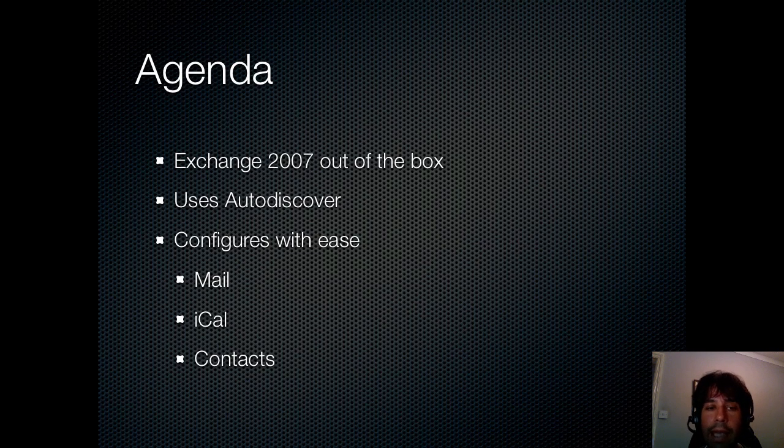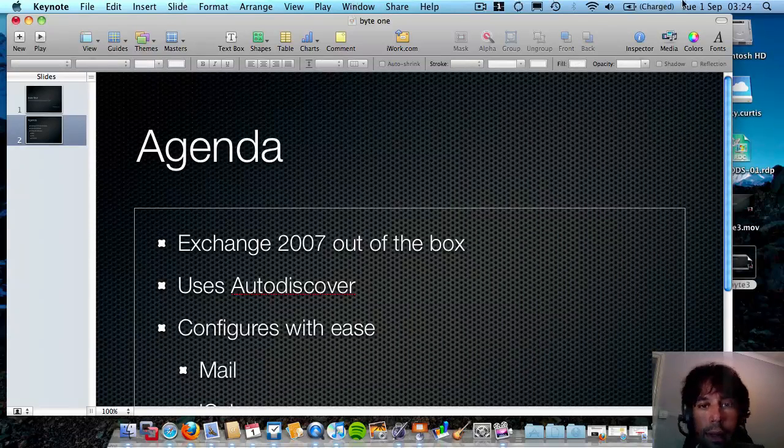The nice thing about it is it does use Auto Discover, which is an Exchange 2007 service, so it's so simple to set up from a user point of view. And just with a user account, with an email address and a password, a user should be able to set up mail, iCal, and contacts pretty much all in one go. So let me show you how that all goes through.